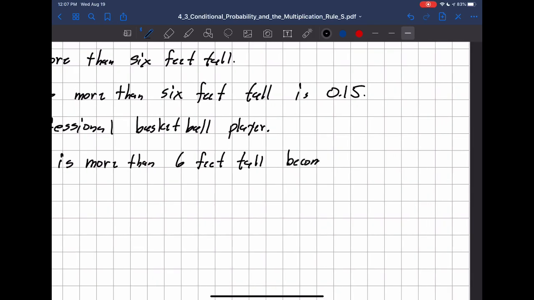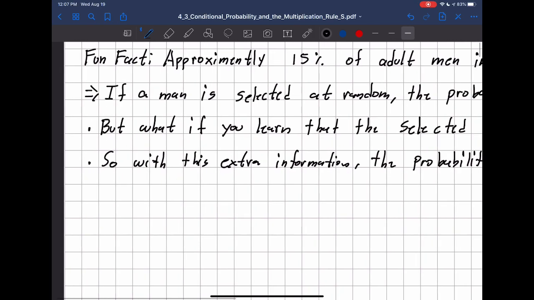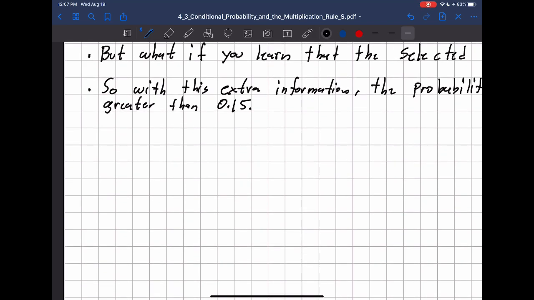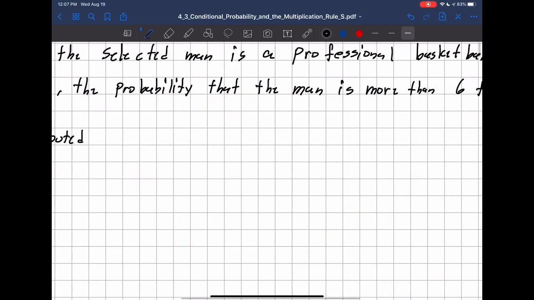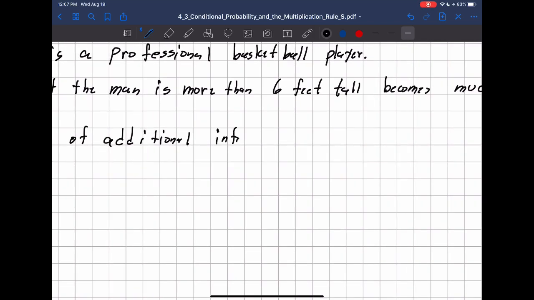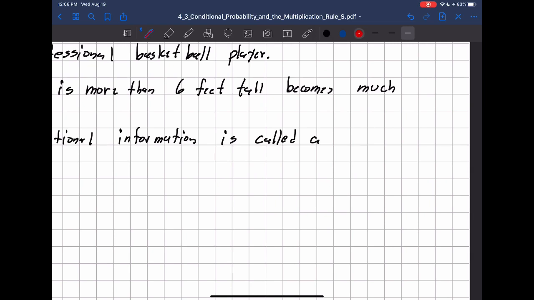And this is something called a conditional probability. It is a probability that we computed with some sort of additional knowledge. So, definition here: a probability that is computed with knowledge of additional information is called a conditional probability. And this is going to be the theme of this section. We're going to do a lot of examples of these kinds of probabilities.